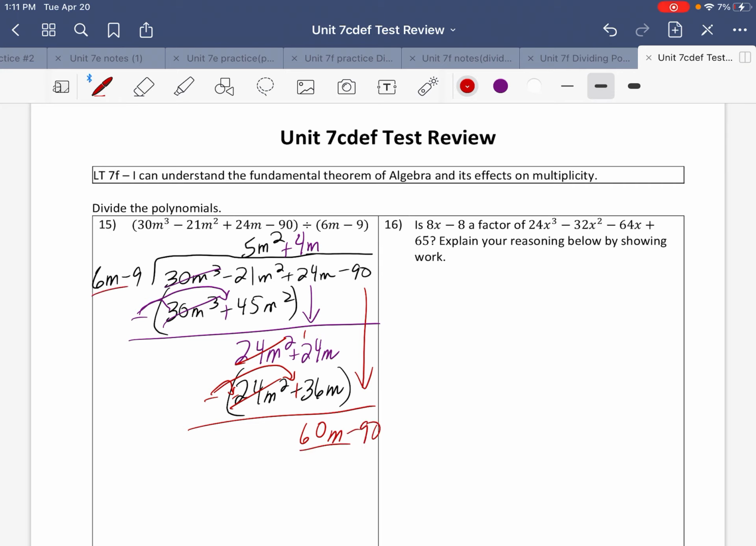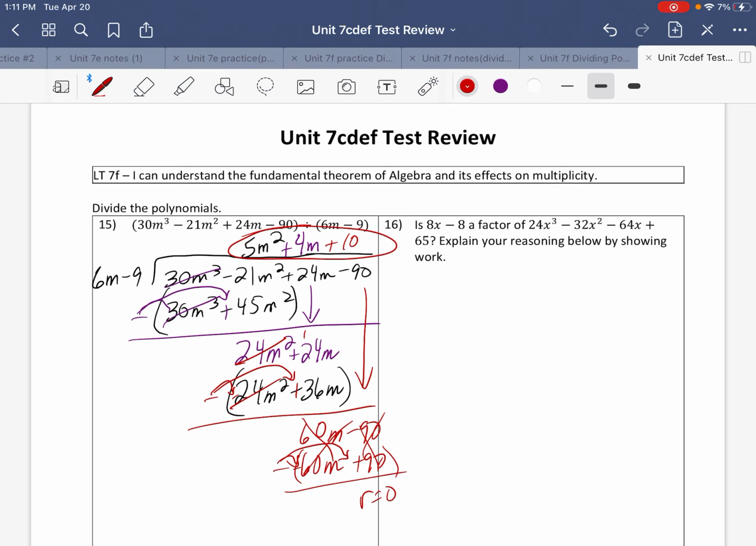So we do first term divided by first term. 60m divided by 6 is 10. 10 times 6m is 60m. 10 times negative 9 is negative 90. And this is going to be wonderful. Distributing the negative, you get simplified. Opposite of negative 90 is a positive. That means you get a remainder of 0. And that's awesome. So 5m squared plus 4m plus 10 is your answer.